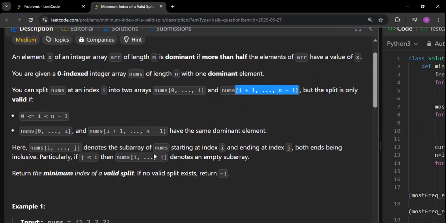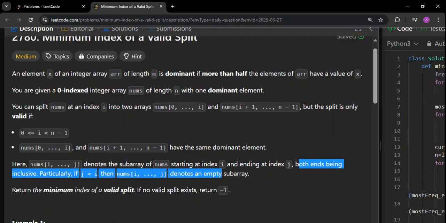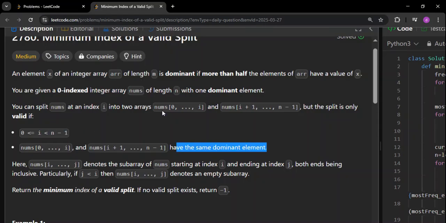And yeah, I guess pretty much I've covered everything. Both ends being inclusive. Okay, yeah. So they've given the difference of value split also, that both have the same dominant element. So both things I've explained. To go through the question, it's almost pretty clear.